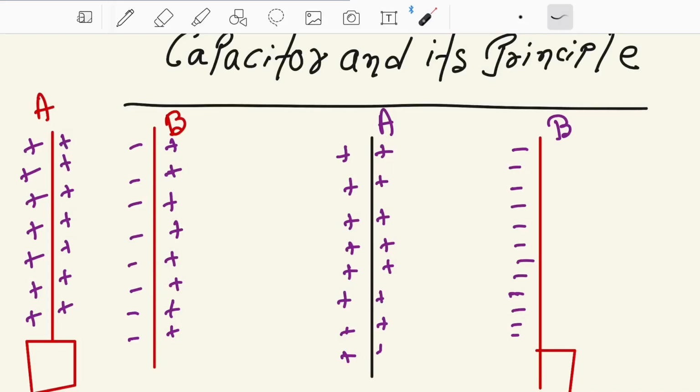If the potential decreases, that means you have to supply some more charge to increase the potential. So that means the capacity of A increases.